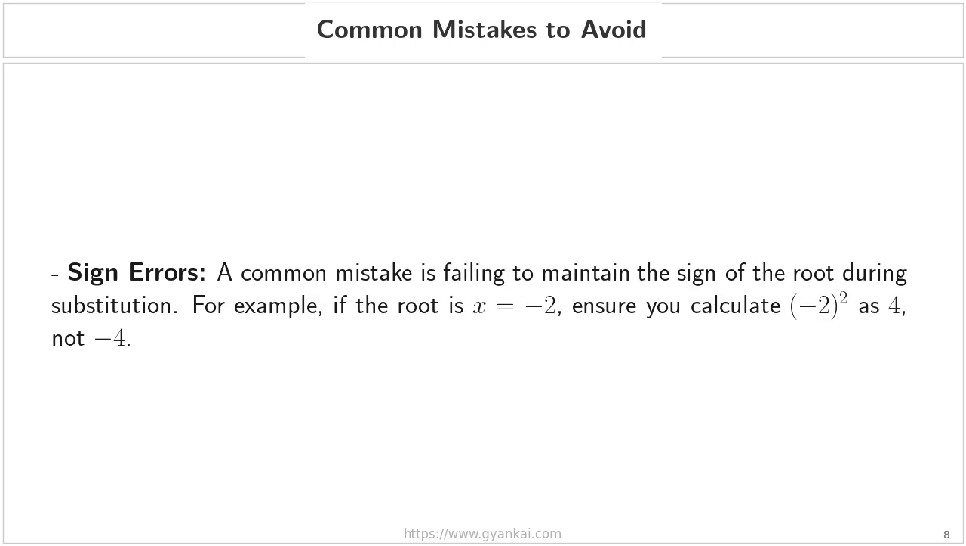First, let's talk about sign errors. This is perhaps the most frequent mistake students make during the substitution process we practiced in the previous examples. When you are substituting a negative value, you must be extremely careful with your parentheses. For instance, if your root is x equals -2 and you are squaring it, remember that -2 squared is +4, not -4. Forgetting that a negative times a negative is a positive can completely change your result.